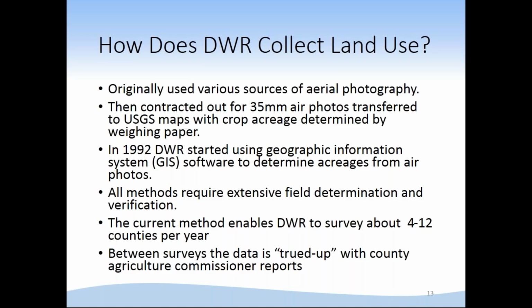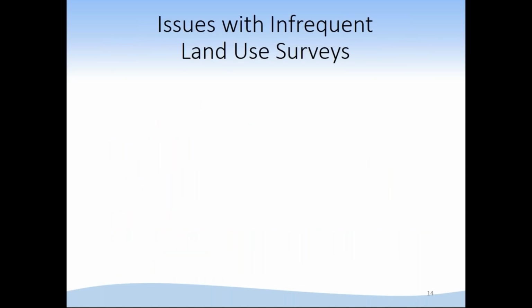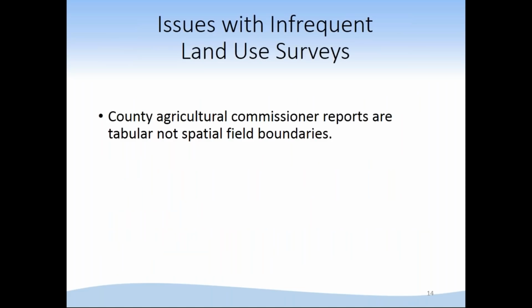In between years, when we didn't do a county, we would true up the information by using ag commissioner reports. Some of the issues that we ran across in doing it this way was that the county ag commissioner reports are tabular and not spatial. Say we did a county in one year and we identified a crop as almonds or walnuts or lettuce, and then we could aggregate that on a countywide basis. The next year we would have to use the ag commissioner reports to true that out.